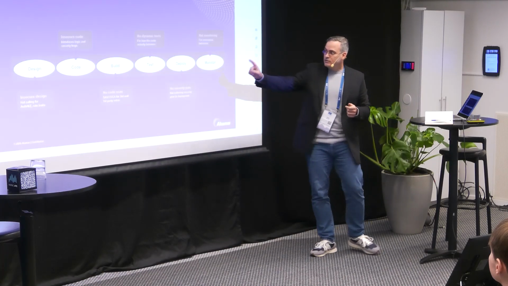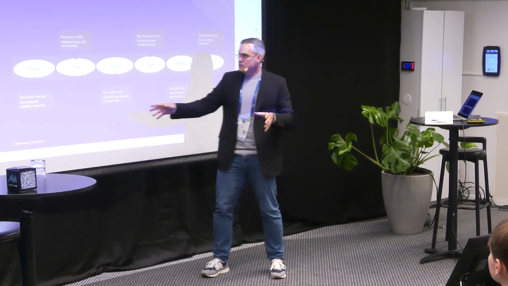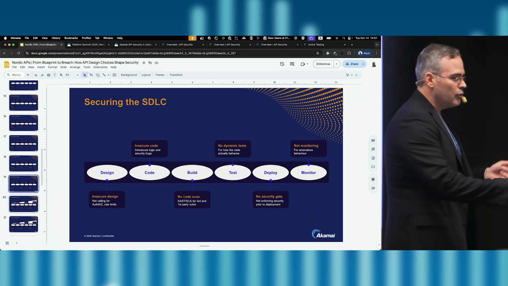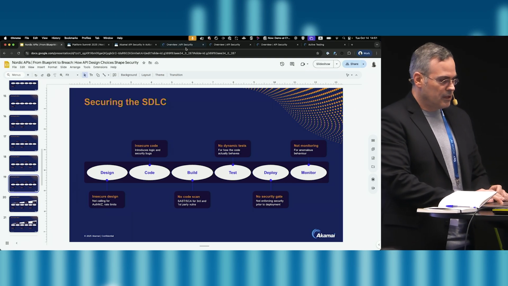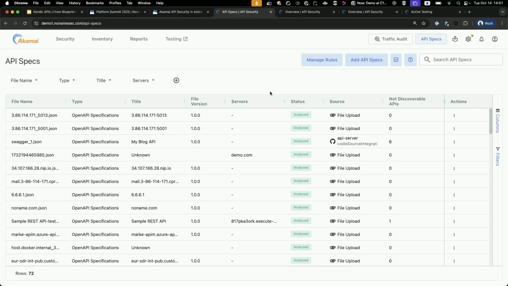So designing, coding, building, testing, deploying, monitoring. We try to cover all of these. We start with designing, where you can upload OpenAPI specifications to our platform. So if we go to our platform, that's the core product, the monitoring product. There's a testing product I will switch to soonish. You can see all of the API specs, whether they were uploaded via CI/CD or via an integration with your repositories.